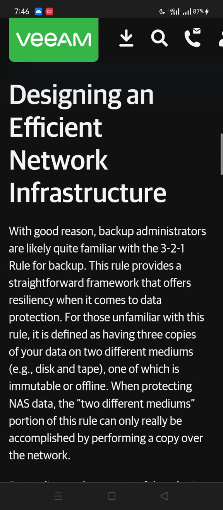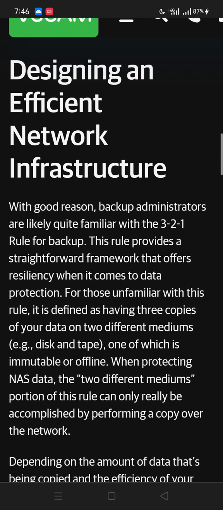This rule provides a straightforward framework that offers resiliency when it comes to data protection. For those unfamiliar with this rule, it is defined as having three copies of your data on two different mediums, e.g., disk and tape, one of which is immutable or offline.